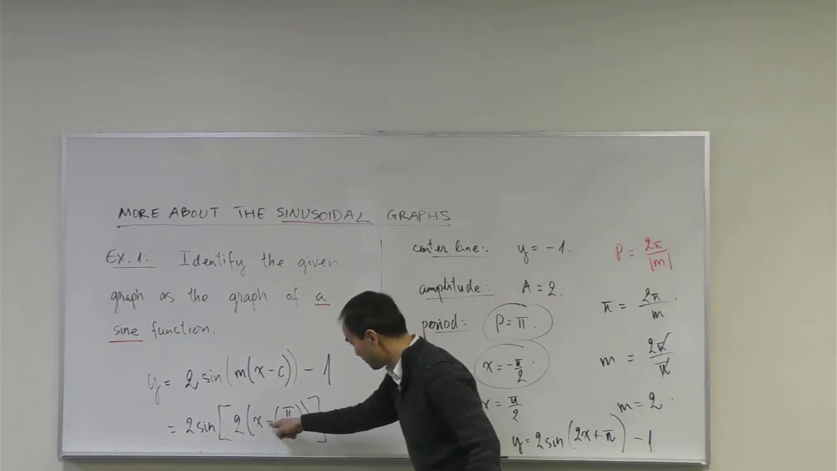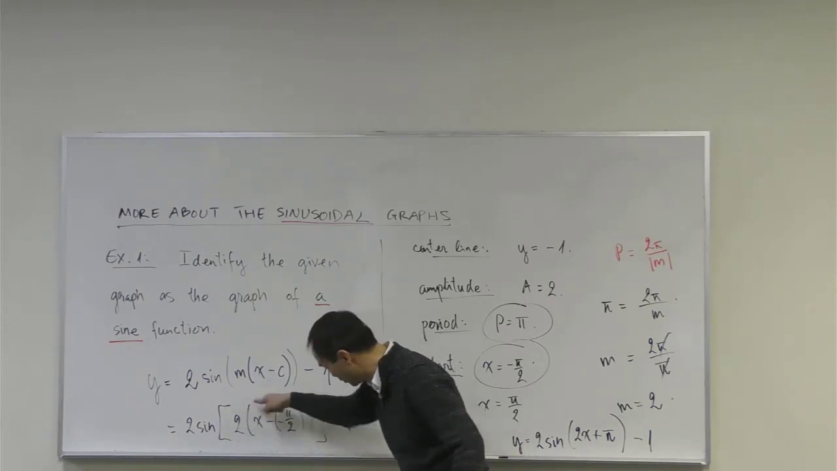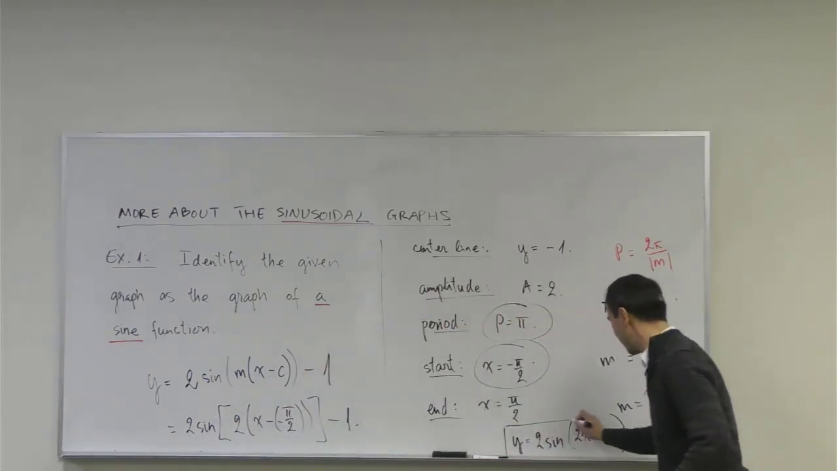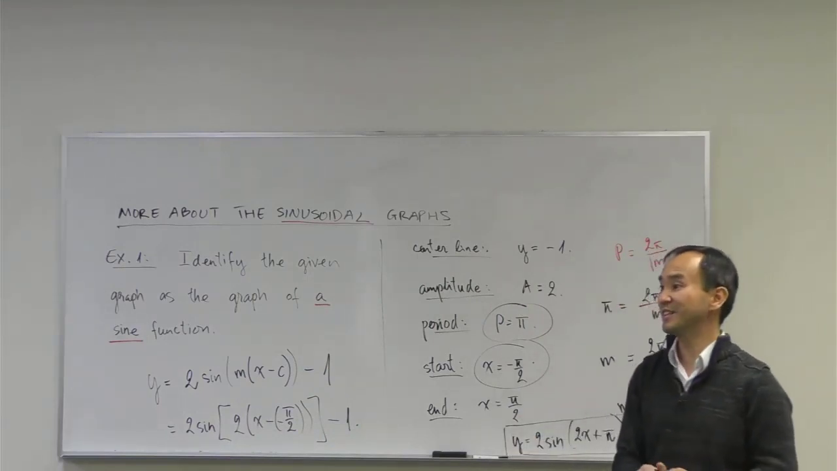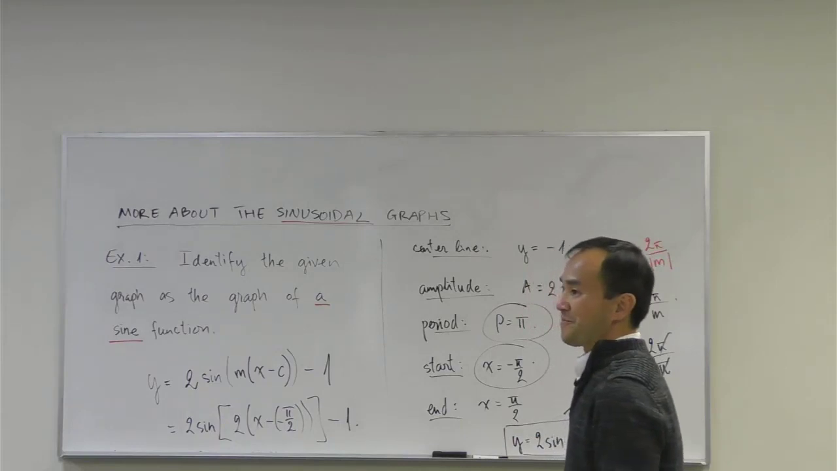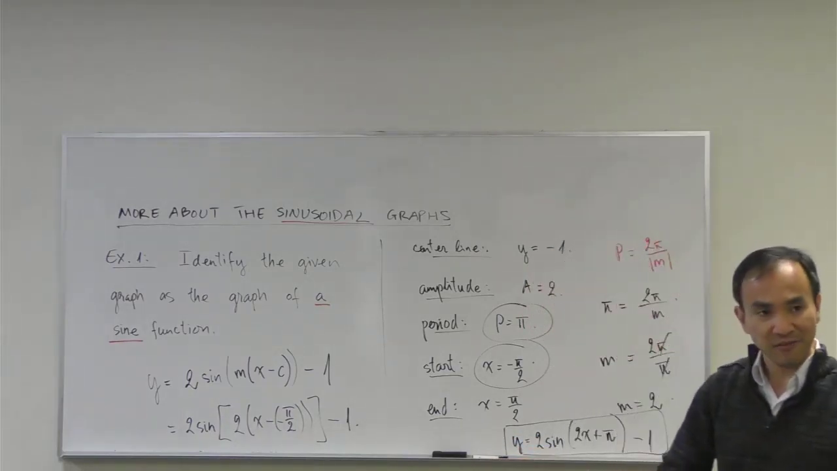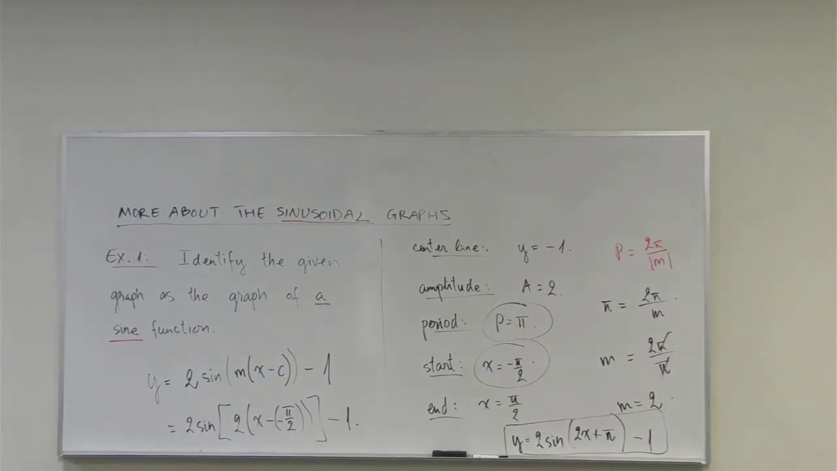Because first of all, minus negative pi over 2 makes it plus pi over 2, and the 2 multiplies in, and then minus 1. That's one way of writing a sine function that matches this graph. You see what I'm trying to explain? When you're working with this kind of stuff, I use Desmos to verify.